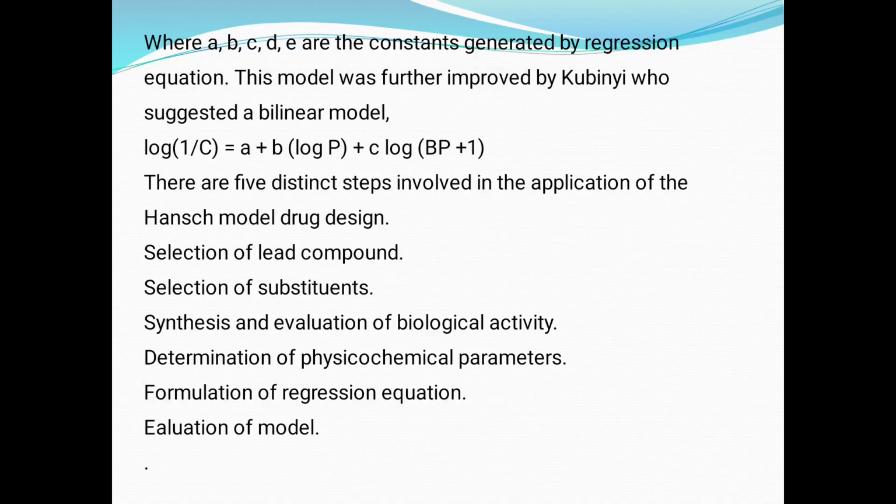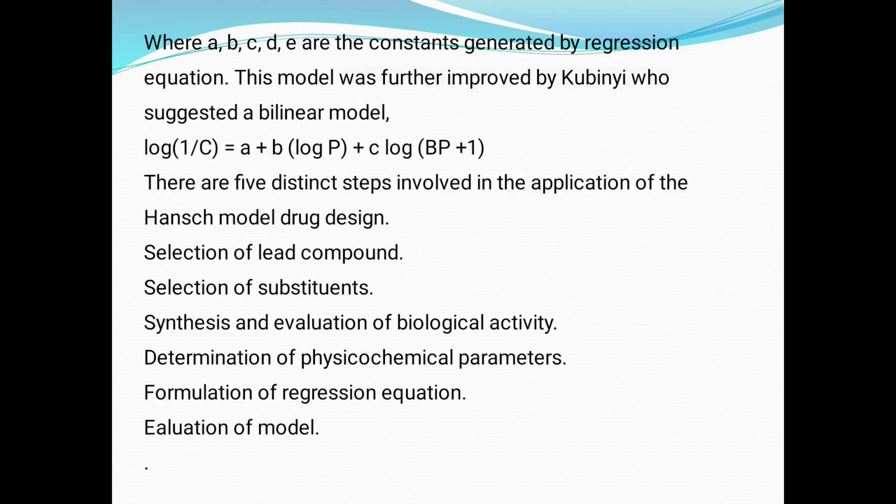Now you see A, B, C, D, E. These are the constants generated by a regression equation. This model was further improved by Kubinyi. Instead of log of BA, he took log of 1 by C, where C is the concentration, equal to A log P plus B log(BP plus 1).